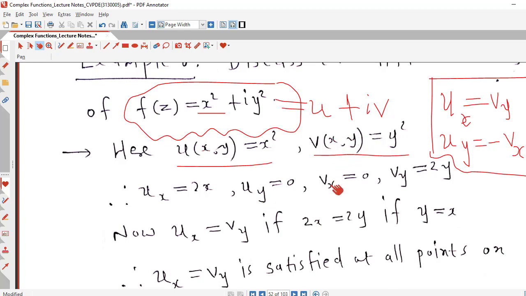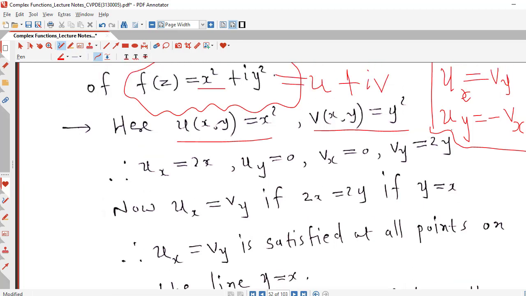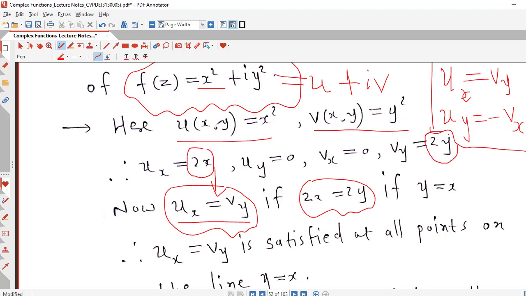Similarly, the derivative of v with respect to x is 0, because y square will be considered as constant when we differentiate with respect to x. And the partial derivative of v with respect to y is 2y. Now we first find out the points at which this Cauchy-Riemann equation is satisfied. So we are going in this way. Suppose these two are equal, then we must have 2x equal to 2y. We are putting values of ux and vy.